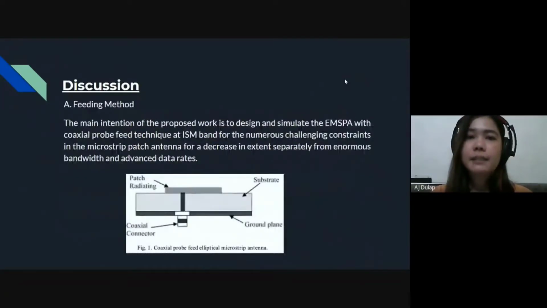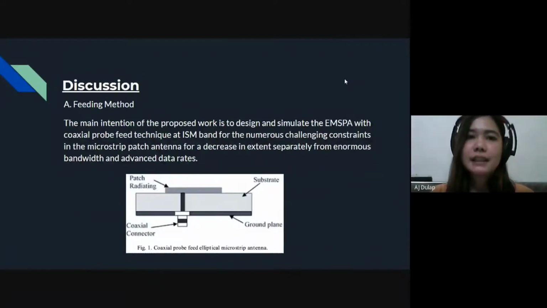Next is the feeding method. The feeding method used is the coaxial probe feeding to excite to radiate the contact. It has two materials which are inner and outer material. The inner material is a conductor and the outer material is for insulating.